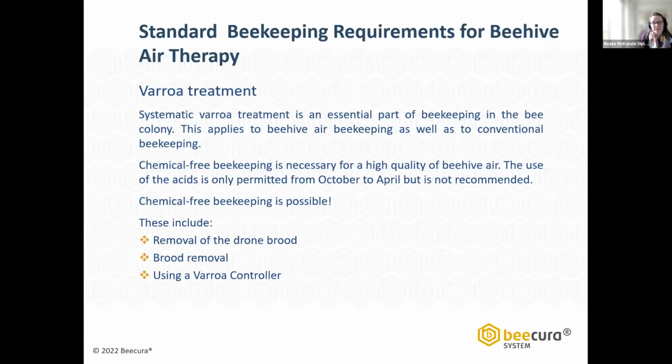So chemical-free is the best solution, ideally, and you will learn that in our next presentation from Professor Wimmer, on chemical-free beekeeping, and that is possible. And that just ensures that, again, it's the natural environment, and you can actually do beehive air from the very start when the season begins to the very end in October.